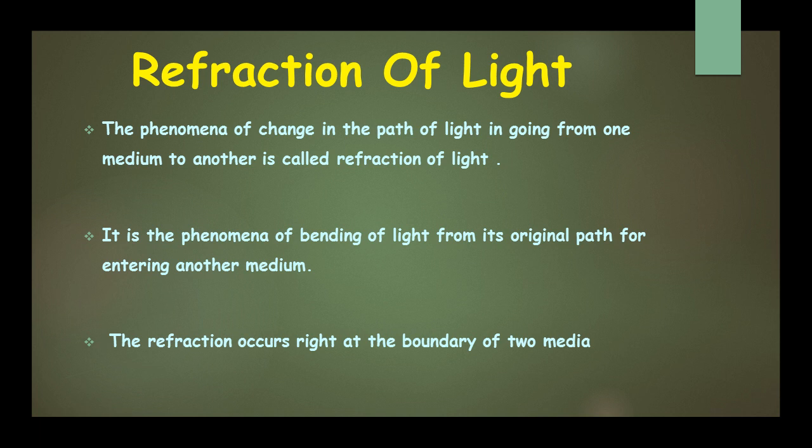In the examples, you have seen that for a ray traveling obliquely from one transparent medium to another, the direction of propagation of light changes. That is, the straight line path of the ray in the second medium is different from the straight line path in the first medium. It means the ray turns or bends from its original path on entering into the other medium.